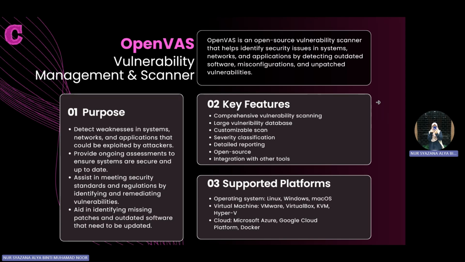So for the key features, there are a few key features for OpenVAS like large vulnerability database, customizable scan, severity classification, detailed reporting, open source, and integration with other tools. For the supported platforms, for operating system, it has Linux, Windows, macOS, and then for the virtual machine, it has VMware, VirtualBox, KVM, Hyper-V, and for the cloud, it has Microsoft Azure, GCP, which is Google Cloud Platform, and Docker.